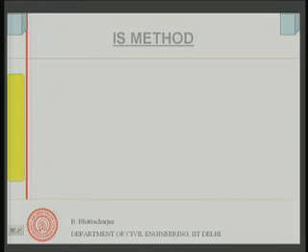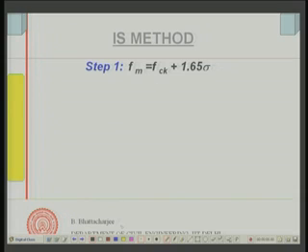So, like all other methods as we discussed yesterday, Indian standard method also starts with determination of water cement ratio based on the strength. Of course, before that we have to find out target mean strength. Step 1 is to find out target mean strength, that is Fm, which is FCK plus 1.65 sigma. What is FCK? FCK is the characteristic strength, and that is the grade itself. Okay. So, we can follow it up.